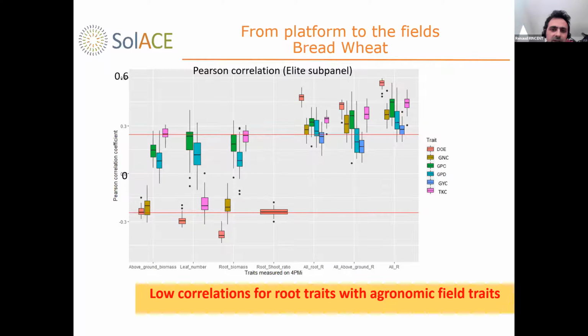So when looking at correlation between platform traits and agronomic traits measured in the fields, we observed a small correlation, most of the time not significant, and highly variable from one environment to another. When we combine all root traits together, we could explain around 10% of the variability for grain yield after correction for flowering time.